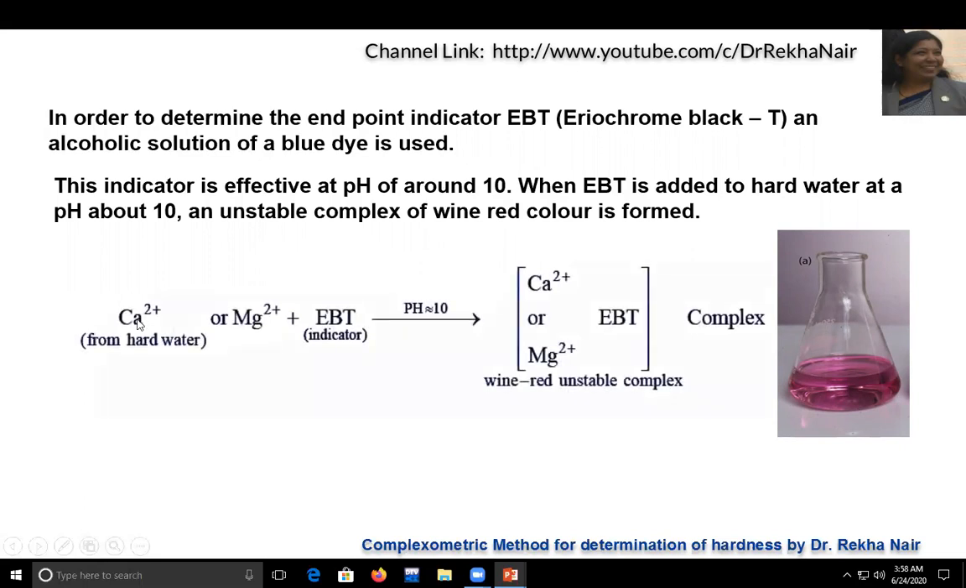Let us see the reactions taking place. At first, we have the calcium and magnesium ions present in water. When we add EBT into that, these calcium and magnesium ions present in the hard water will react with EBT at a pH of about 10 to form the calcium magnesium EBT complex, which is a wine red unstable complex. You can see the color here.